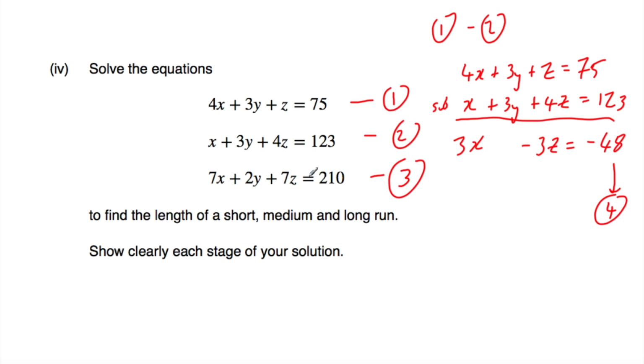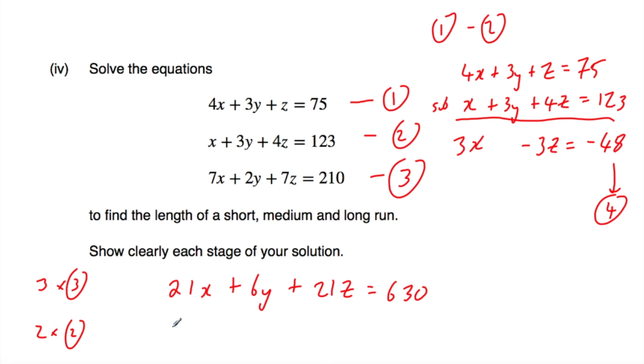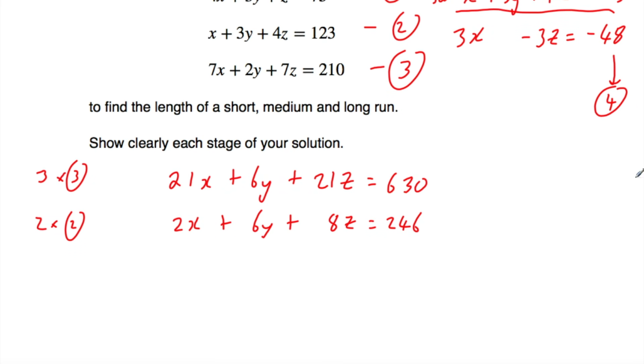Now let's eliminate the y's using the other equation. So I'm going to multiply equation 3 by 3. That'll give us 6 y's there. So 3 times equation 3 would be equal to 21x plus 6y plus 21z equals 630. Now I'm going to double one of the other equations. I'm going to double equation 2. So 2 times equation 2 is equal to 2x plus 6y, that's what we want, plus 8z, and that's equal to 246.